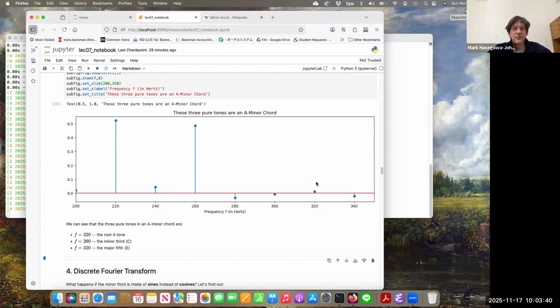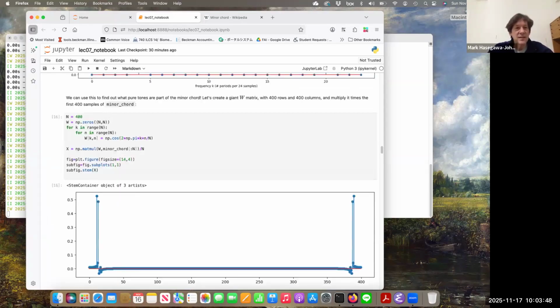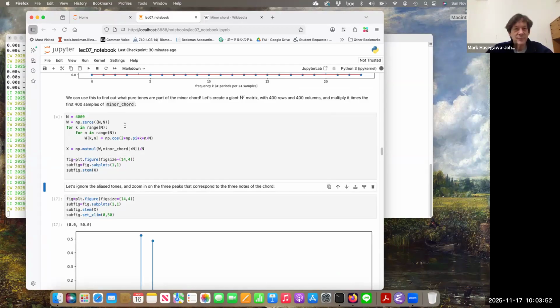If we want to find the true frequencies, we probably need more samples to look at. Let me actually increase this a lot. Let's increase this to 4,000 samples and see if that gives us a lot more information. Let's see if we can actually run that product.